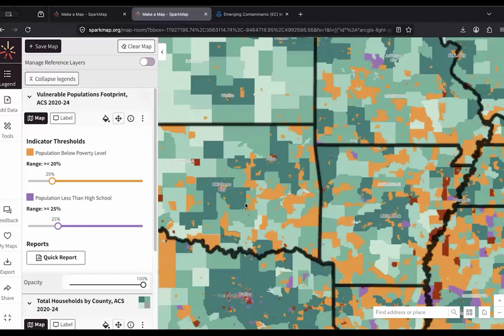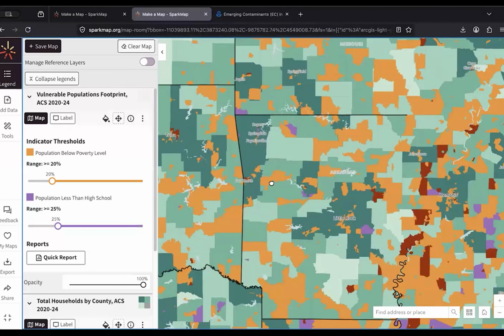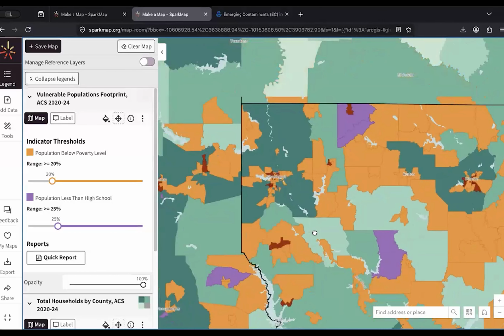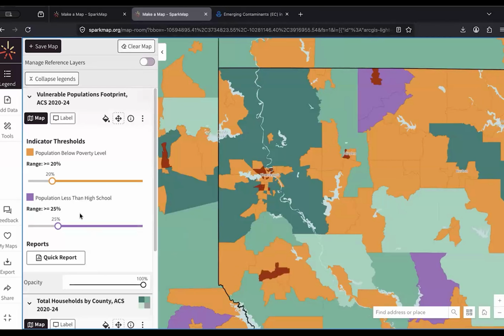Again, here I'll zoom in. I wanted to look at actually this Shreveport area in Louisiana. And so we can start to see here, right, that we've got some areas where we have high rates of poverty and populations with less than a high school diploma. So that would be considered something that would be vulnerable or potentially disadvantaged alongside that household data.